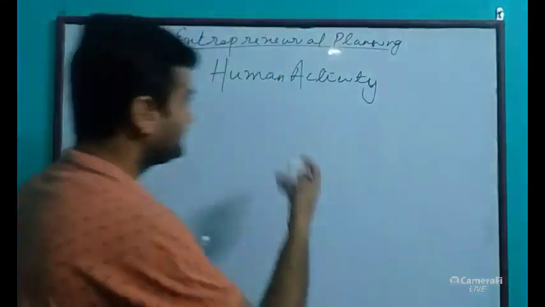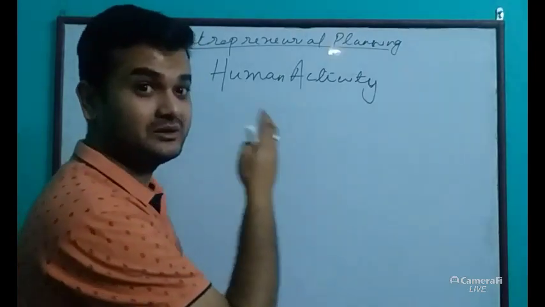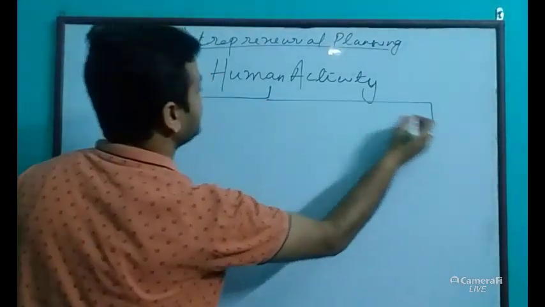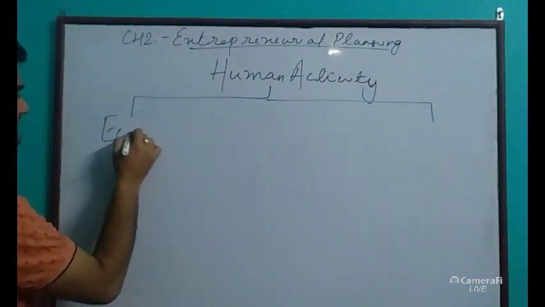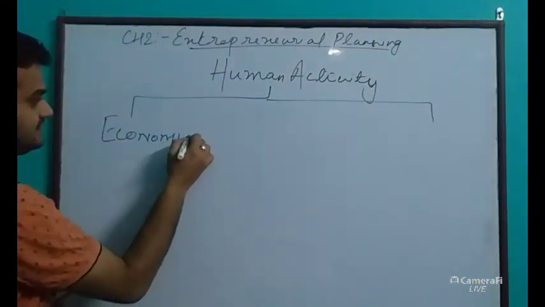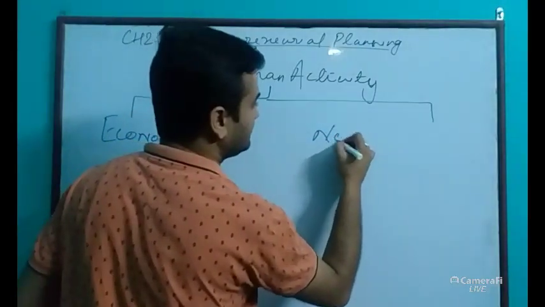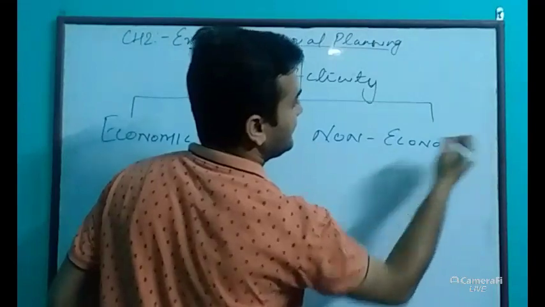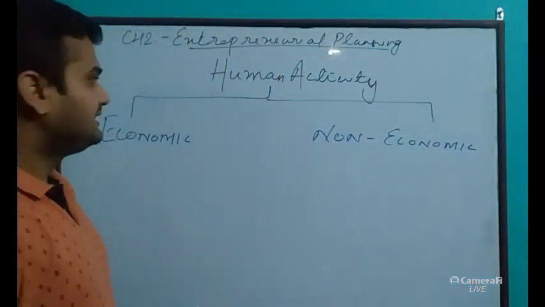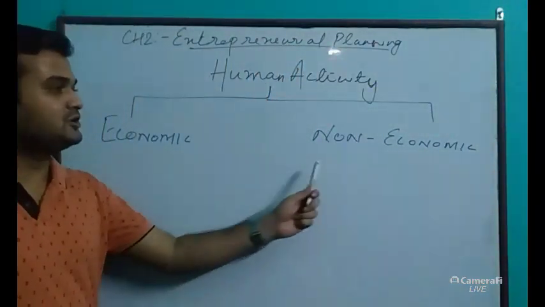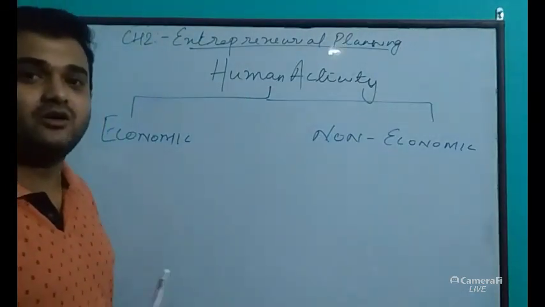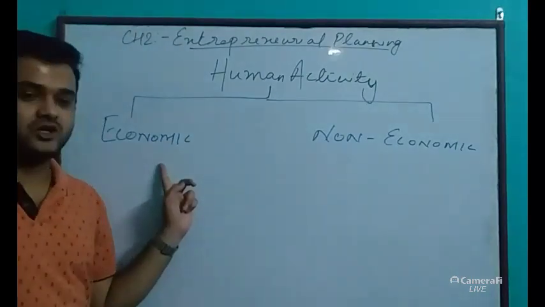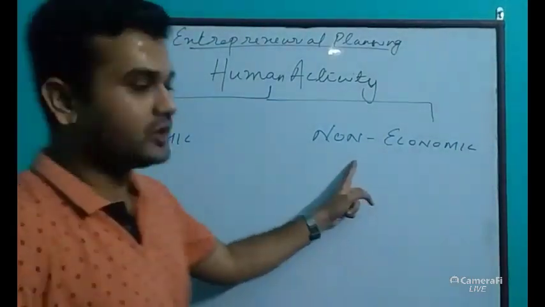Number one, which you have all done in class 11 also in the business studies chapter, is your economic activity, and number two is your non-economic activity. What is number one? Number one is your economic activity, and number two is your non-economic activity. Write this down in your exercise books. I am repeating this again.